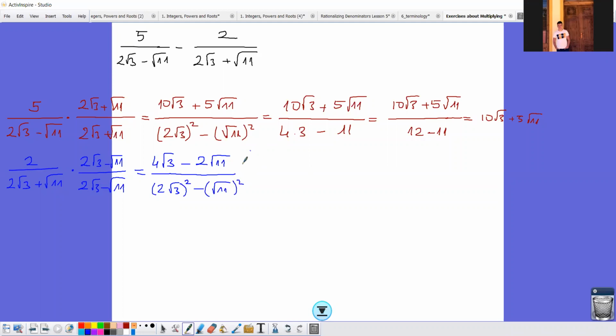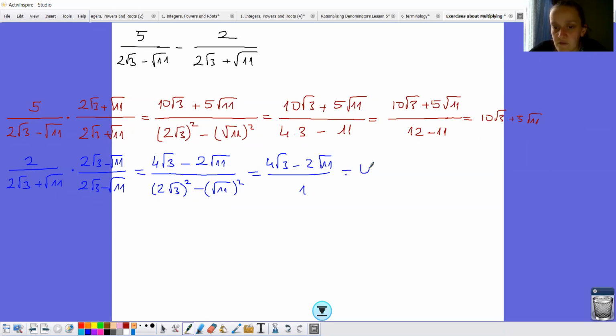Now, in this case, guys, because we have the same thing as this one, you don't have to write all the steps again, because you have the same operations. So we can write directly that this one will be 4 root of 3 minus 2 root of 11. Because this one is 1, don't do the same things again and again because you have done it in the first one, okay?